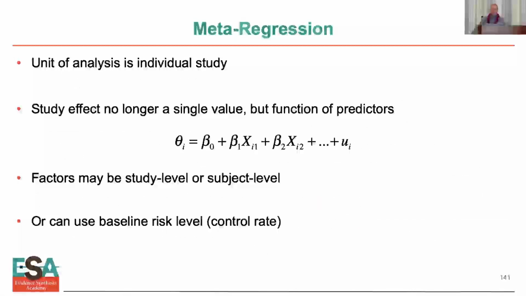All right. So if we think about the meta-regression now, the unit of analysis is the individual study. And the study effect now, the theta i's that we've been talking about, is now no longer a single value, but it's a function of predictors. And this is just now a regression model where we have a bunch of x's that are predictors, and we put this into a regression. And the factors here, the x's, can either be study level or subject level, or we could use the baseline risk level if we wanted to. We could regress on the control rate.